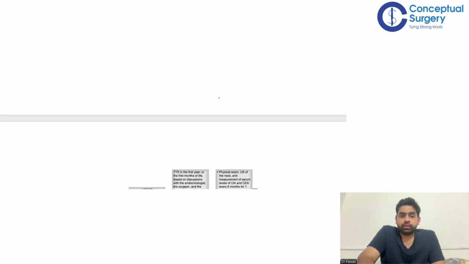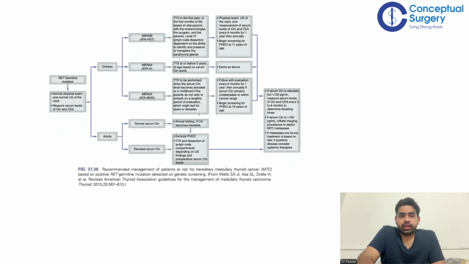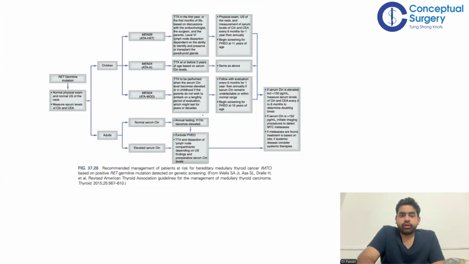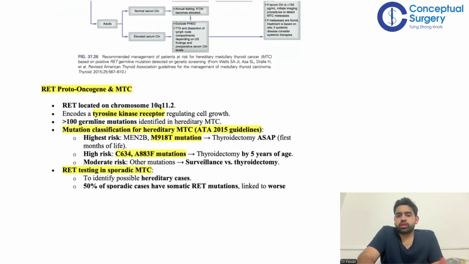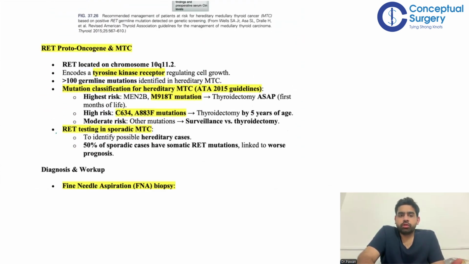Now, this is a table. I'll come to this. Let's first discuss the theory, then we'll talk about the table. So the RET gene, where is it located? It is located on chromosome number 10. 10q11.2 is the location for your RET proto-oncogene.